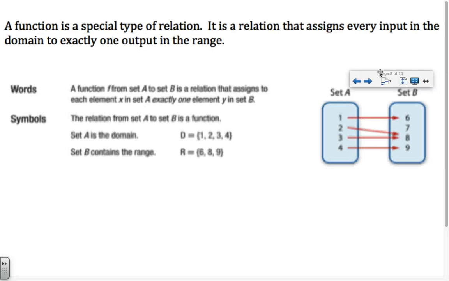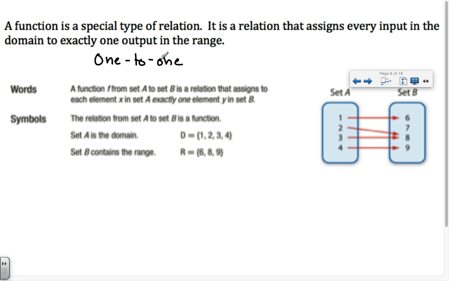You have seen all four of these, and all four of them can be used to represent different kinds of functions. A function is a special type of relation. It is a relation that assigns every input in the domain to exactly one output in the range. That is actually called being 1 to 1. So, in words, a function f from set A to set B is a relation that assigns to each element x in a set A exactly one element in set B. So that is the verbal definition of it.